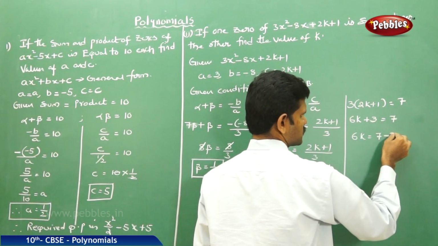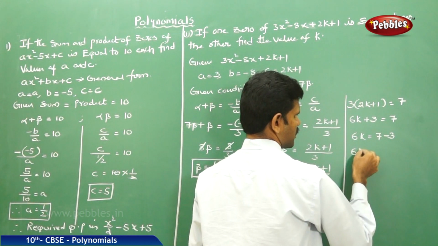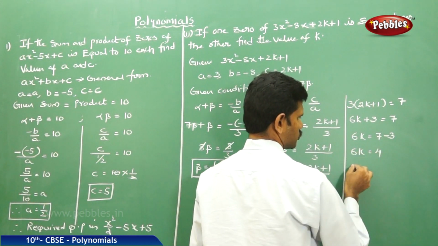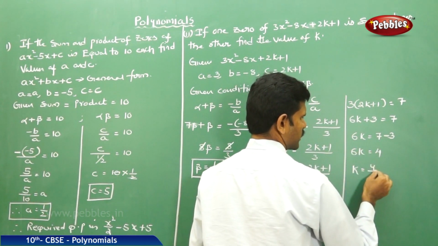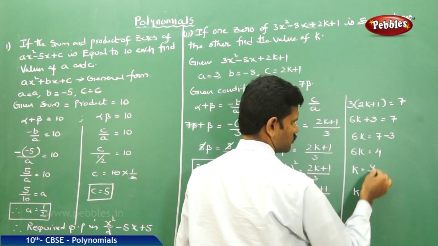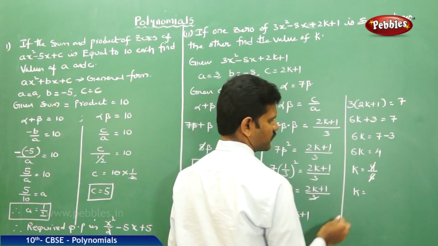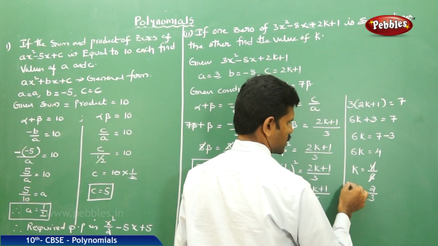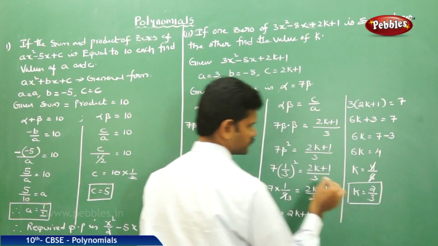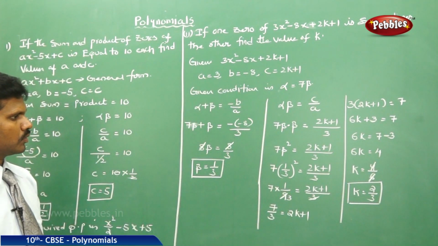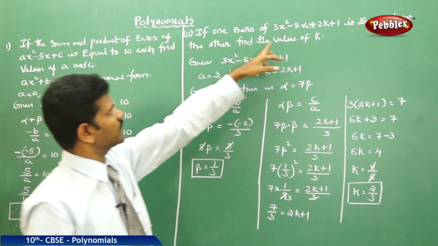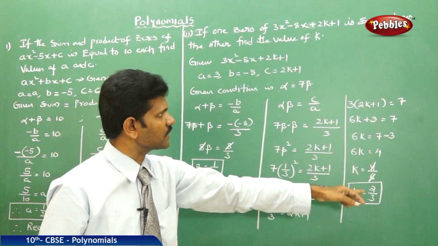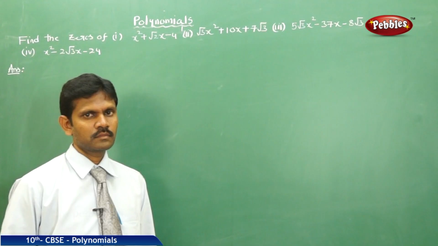Carry forward, there is a minus 3. 6k is equal to 4. K is equal to 4 by 6. Convert into simple fraction, that is 2 by 3. K value is 2 by 3. Therefore, the value of k is 2 by 3.